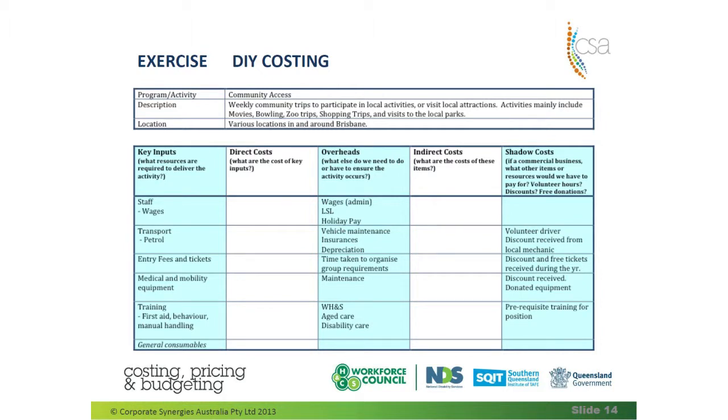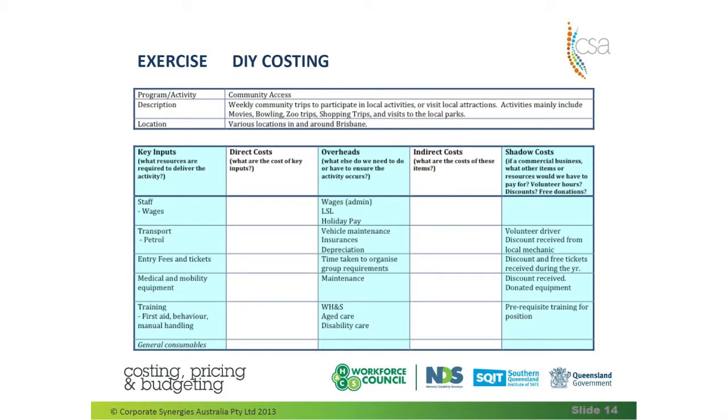So the indirect costs are the monetary values we can attribute to overheads. Then the final column is always the tricky one, and it's the one that we very rarely consider, and that is shadow costs. Shadow costs are all of those other resources that, in a normal commercial environment or given normal circumstances, we as organisations would have to pay for. Our biggest shadow cost, as we've already outlined, is our volunteer hours. In this case, our transport was actually driven by a volunteer driver whom we didn't have to pay.